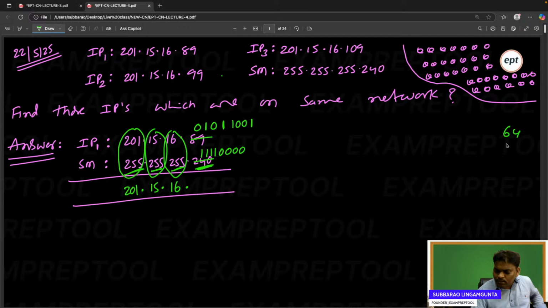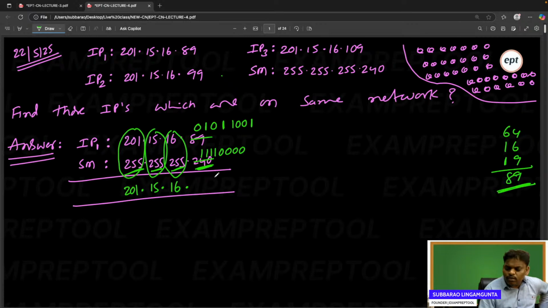64 plus 16 plus 9. 9 plus 16 is going to be 25, and 64 plus 25 is going to be 89. Yeah. So only at the necessary place, convert into binary format. Yes, I'm done. Afterwards, do the AND operation bitwise.